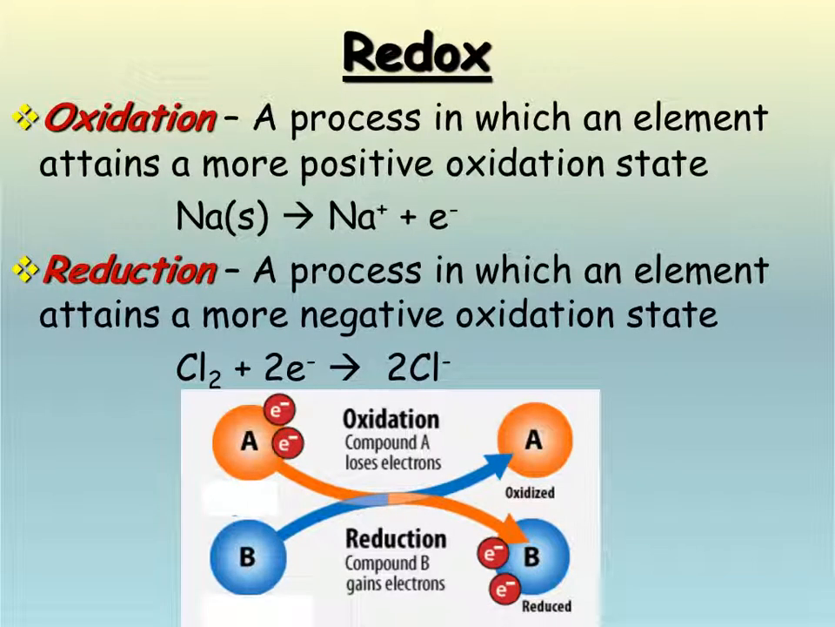Okay, so oxidation is the process by which an element attains a more positive oxidation state, meaning that it loses electrons. So you see in this example, it's showing you that the sodium metal is losing an electron and becoming Na1+. Reduction is when an element attains a more negative oxidation state, meaning that it gains electrons. So you see your chlorine gains 2 electrons and becomes 2Cl-.